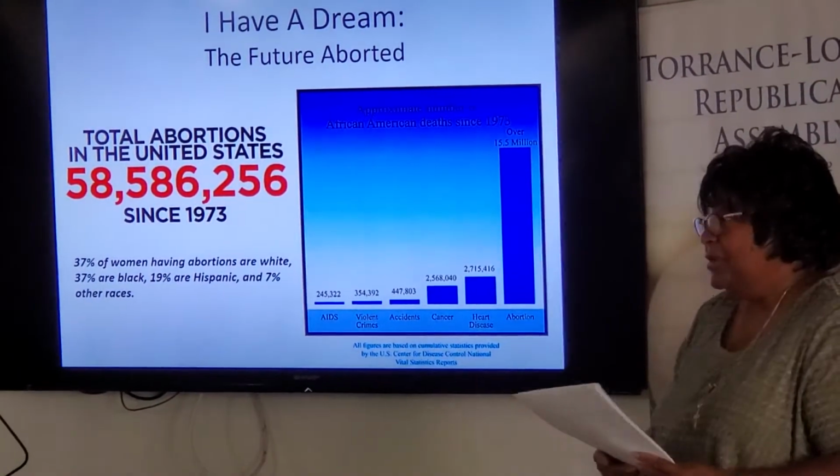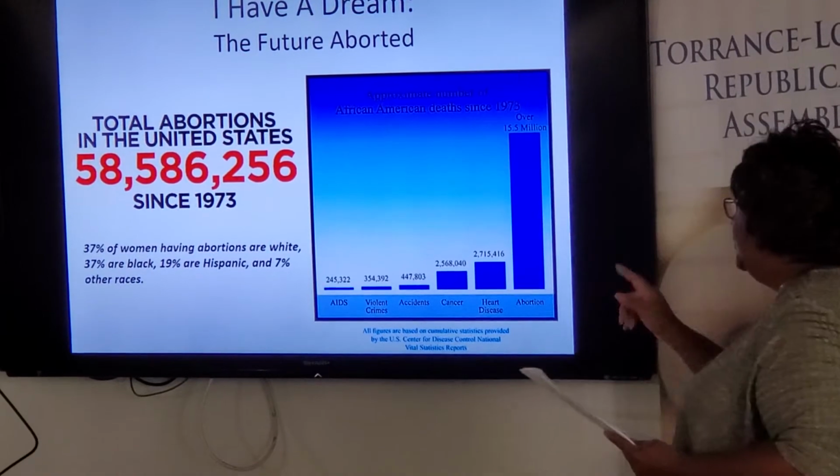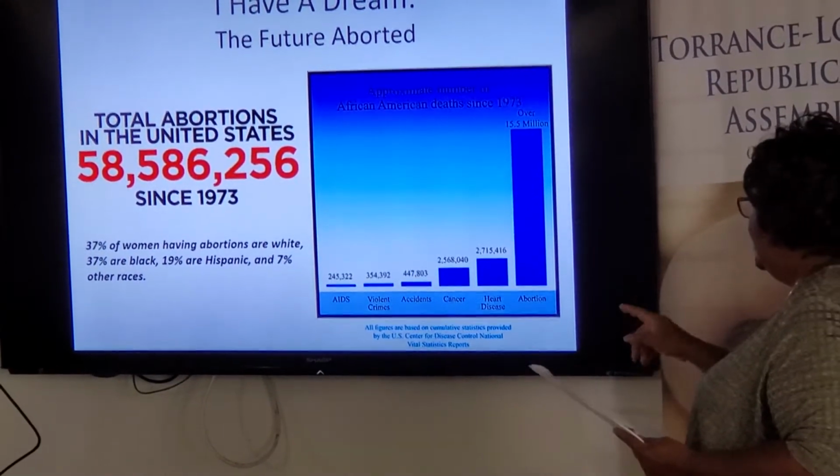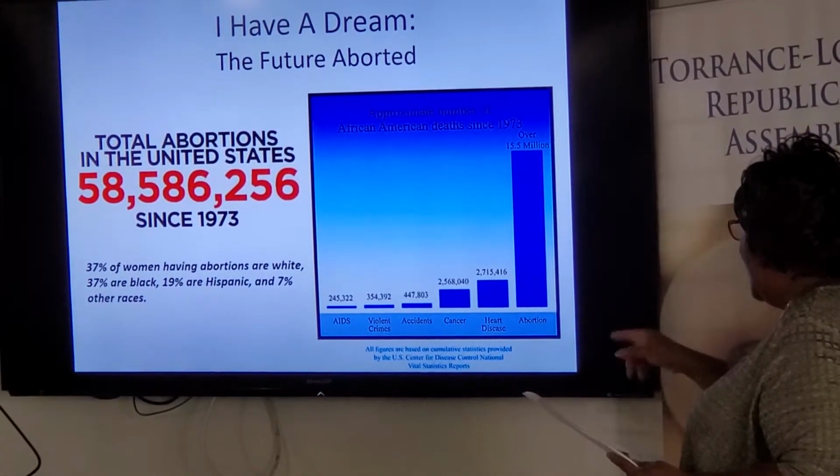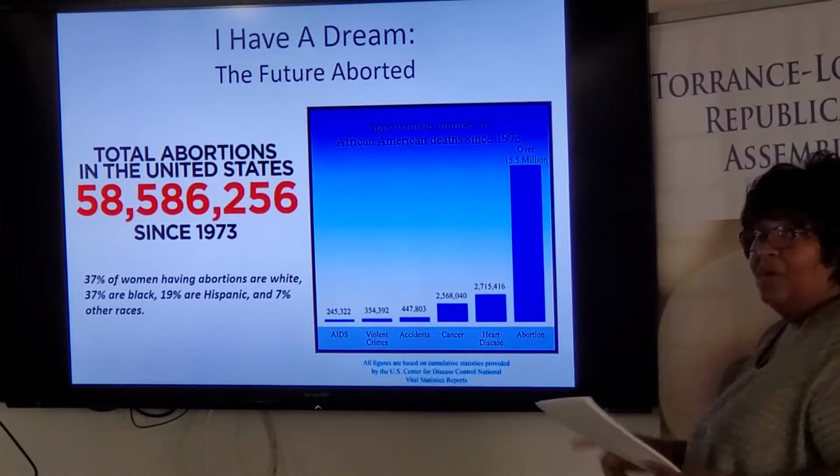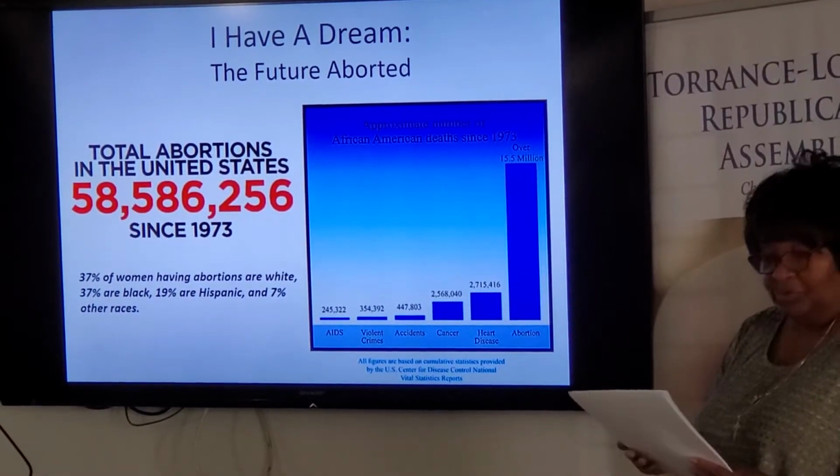These are just some figures here that let you know the different things in our community that are actually killing us. AIDS, violent crime, accidents, cancer, heart disease. Why we're being exterminated is because of abortion.